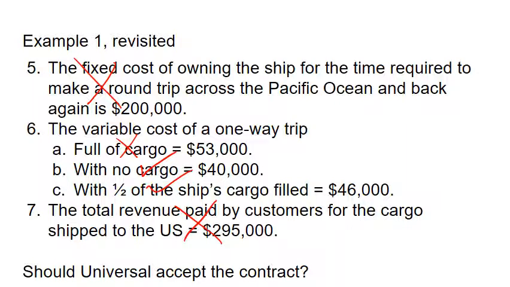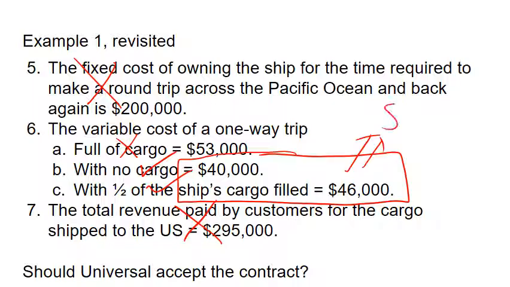Accepting the contract isn't going to make that number go up or down. So the two numbers that are relevant for the cost are the $40,000 we've got to pay if we turn down the contract, and the $46,000 we've got to pay if we accept the contract. So the incremental cost is going to be $6,000. Saying yes to the contract increases our cost by $6,000. The extra cost we incur if we say yes to the contract is $6,000. Now, I'm not the smartest guy in the world, but I know that 10 is greater than 6. The extra revenue is greater than the extra cost. Universal benefits if it accepts the contract.